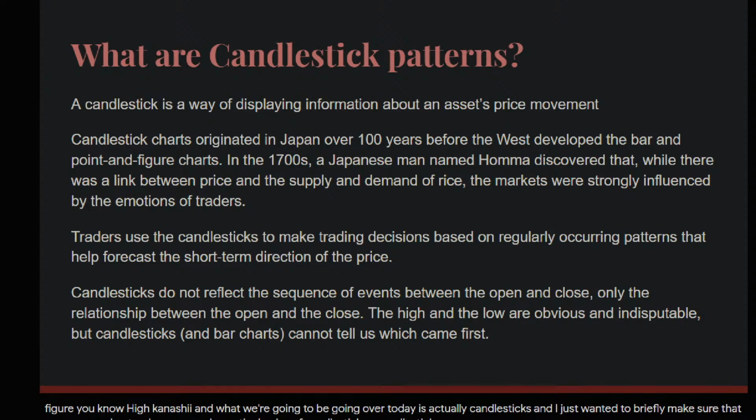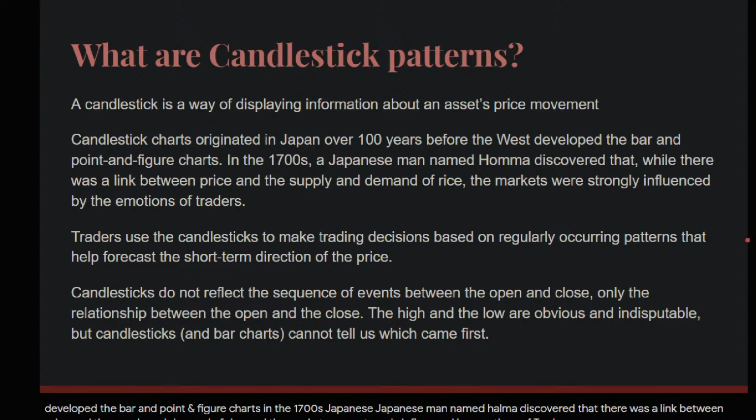A candlestick is a way of displaying information about an asset's price movement. It is a charting tool, a form of a chart, basically. Candlestick charts originated in Japan over 100 years before the West developed the bar and point and figure charts. In the 1700s, a Japanese man named Homma discovered that there was a link between price and the supply and demand of rice, and the markets were strongly influenced by the emotions of traders.